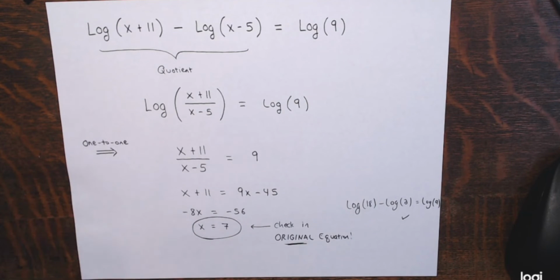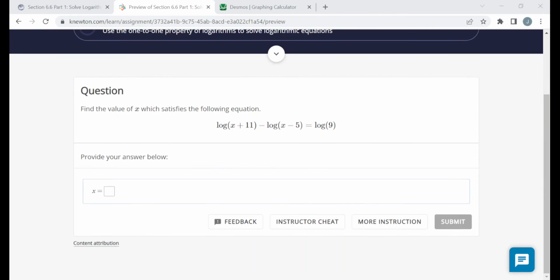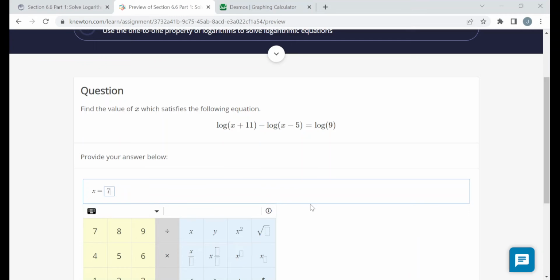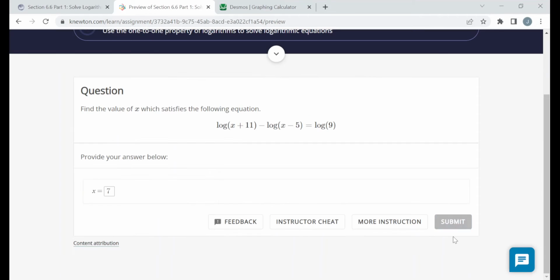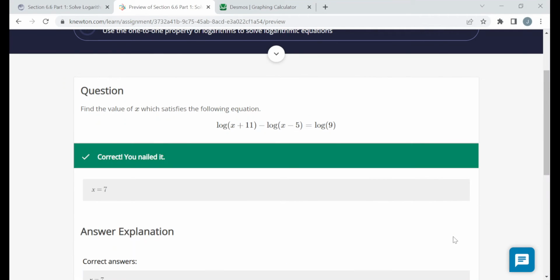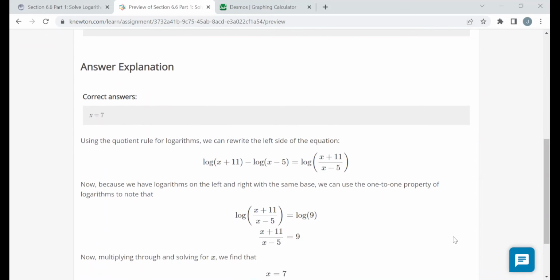So the solution to this equation is 7. And that's all I'll enter here. x equals 7. Submit. Great. And again, please read through the answer explanations.